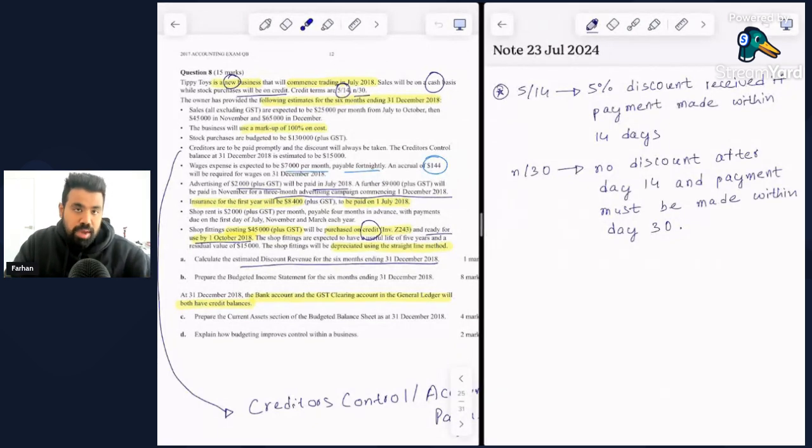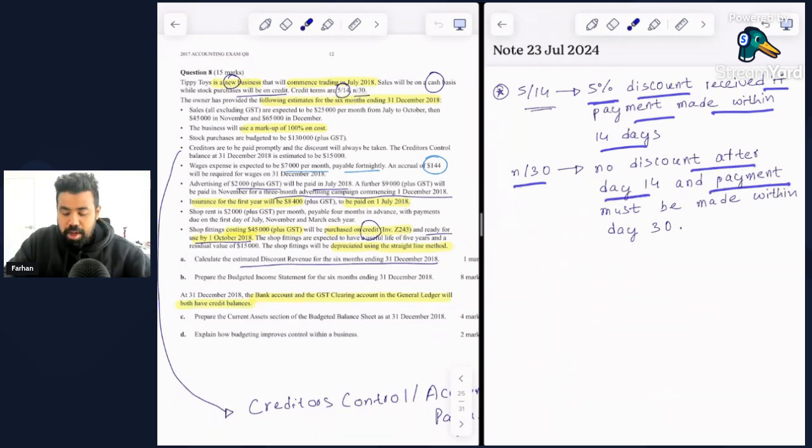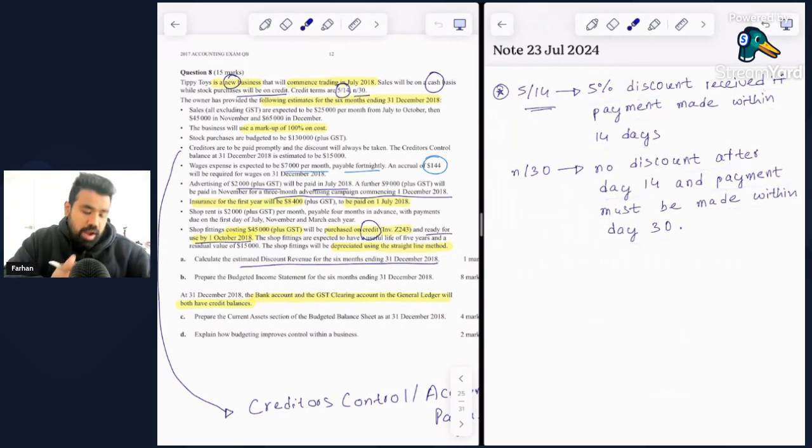So what do they mean? 5/14 simply means that we qualify for a 5% discount if we make the payment to our supplier within 14 days. n/30 means that no discount is available after day 14, and we must make the payment to our supplier within day 30. The owner has provided the following estimates for the 6 months ending 31 December 2018.